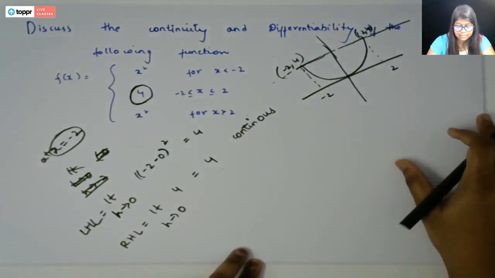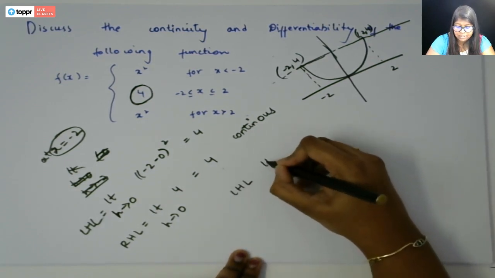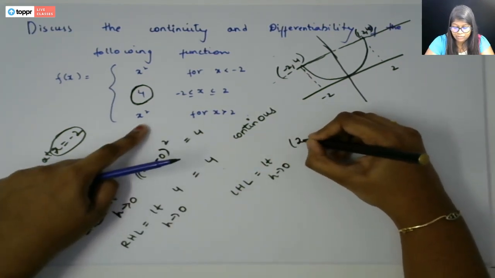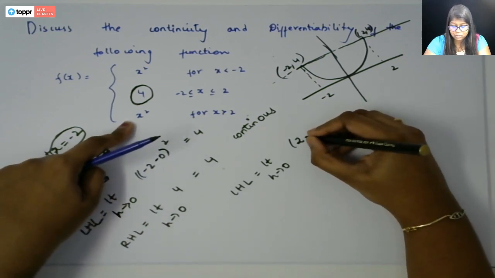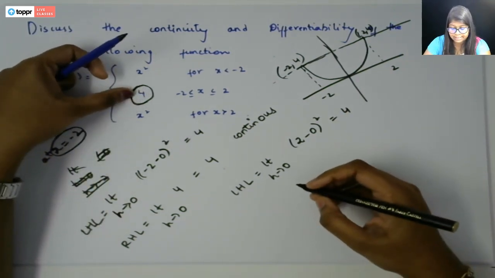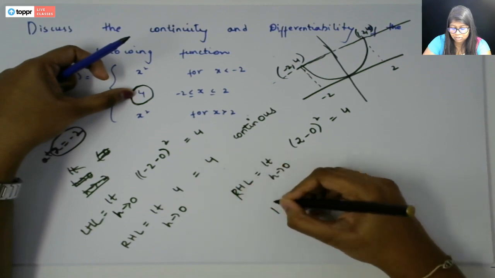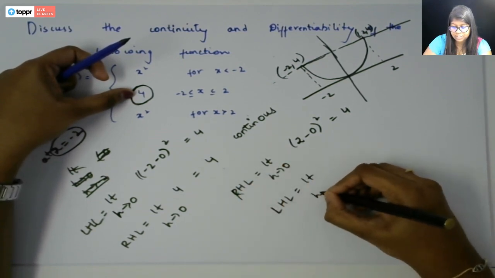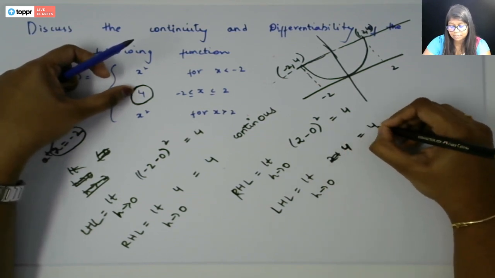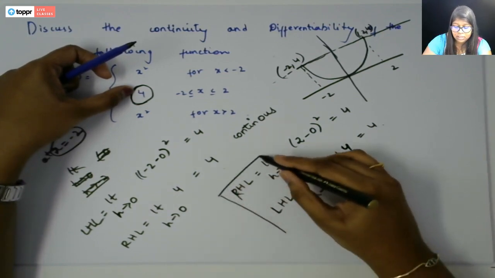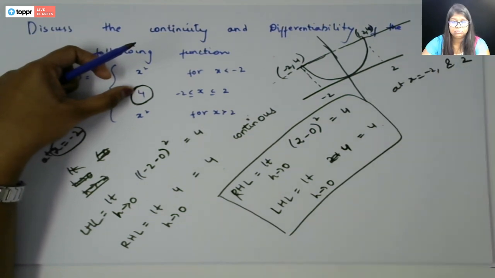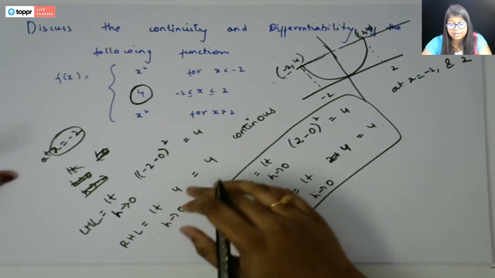But when we take it for 2, let's see what will happen. So LHL limit h tends to 0, it is 2. For anything less than 2 it will be this function. So 2 minus 0 whole square, which is again 4. And for anything greater than 2 we will be taking this function, so it is limit h tends to 0, 2 plus 0, it is direct 4, which is nothing but 4. So the function is continuous at -2 and 2. Okay, now let's try to find out the differentiability of this function.